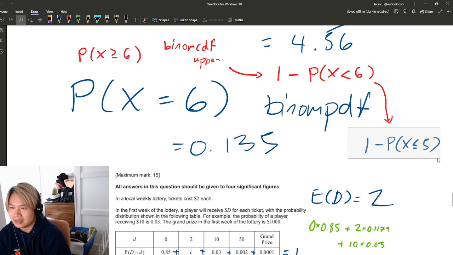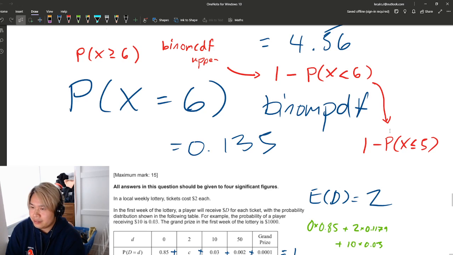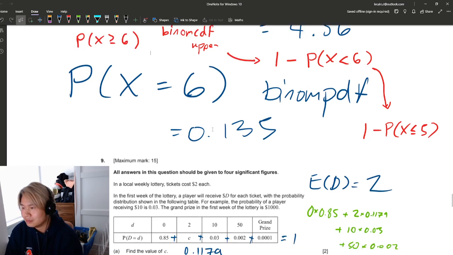Read the question, you guys. Very important for those that are still here at the end of this. Okay, and then this is easy enough, right? We would just binom PDF this one, get a number, and then do 1 minus, so that we get this one. Whatever.